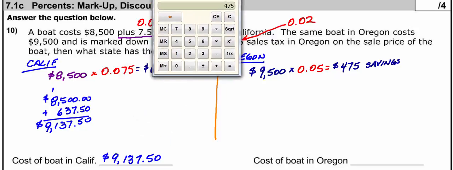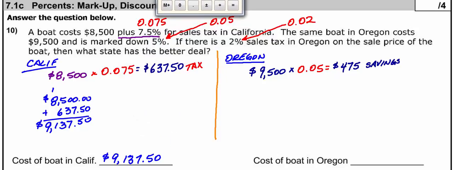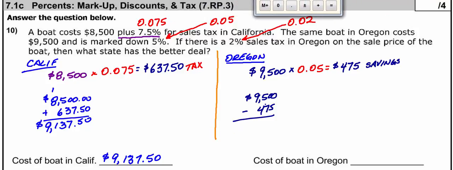I'm going to get my calculator out of here so you can see both the California and the Oregon sides at the same time. That's the savings. So our next step, after we figure out how much we're saving, is to take the $9,500 and subtract the $475. Now, I did the same thing that I've told you to be careful about not doing, so I'm going to fix mine. I wrote my numbers so close together that I couldn't really read my work. So let me separate my numbers out.